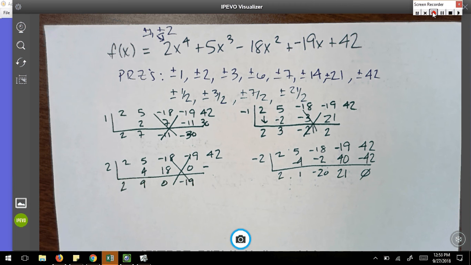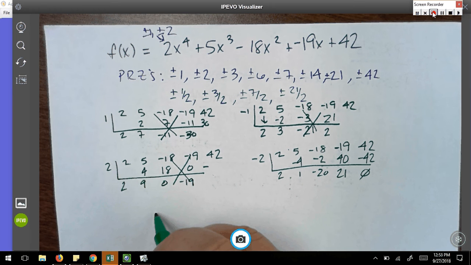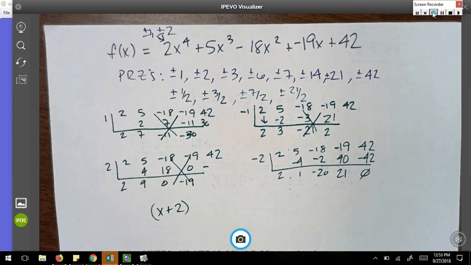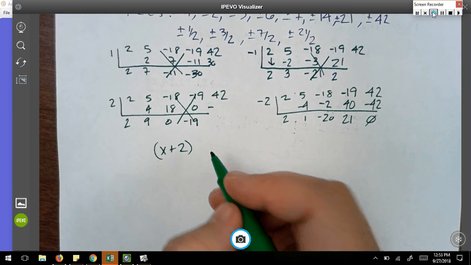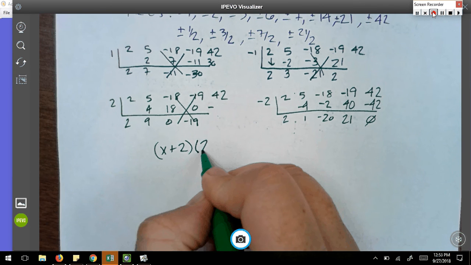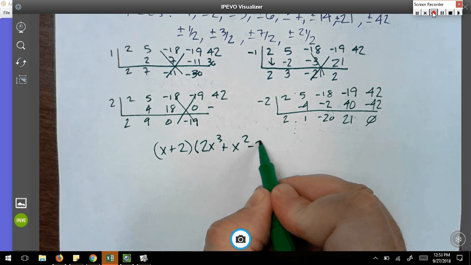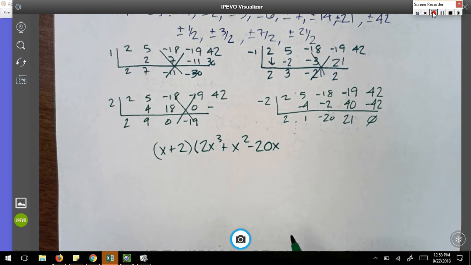All right. So now, write it as a factored problem. 2x cubed, x plus 2. We did all that work to find that 2. All right, Cullen, what you got? 2x cubed plus x squared minus 20x plus 21.